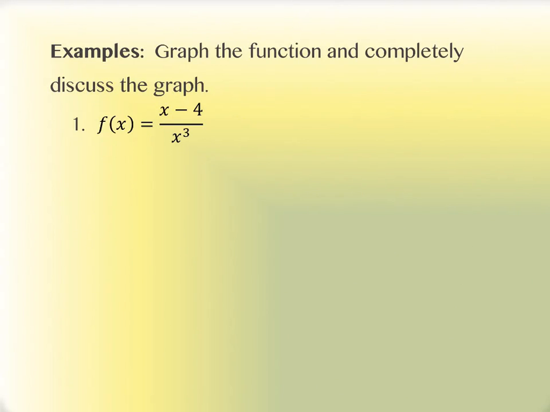So let's give it a shot with one. This is a rational function, so it is going to have some asymptotes anyway. We're going to start at the beginning, though, and start with the domain.